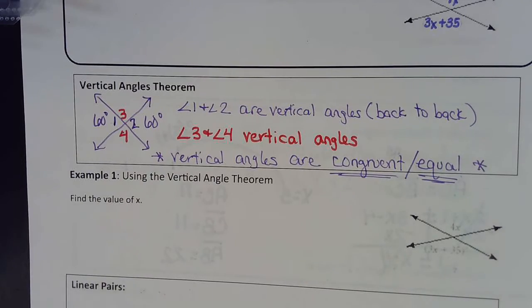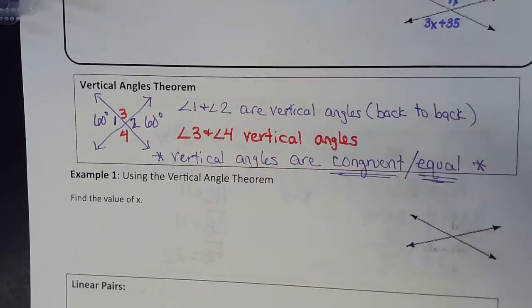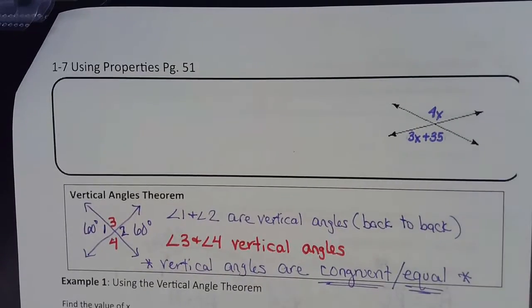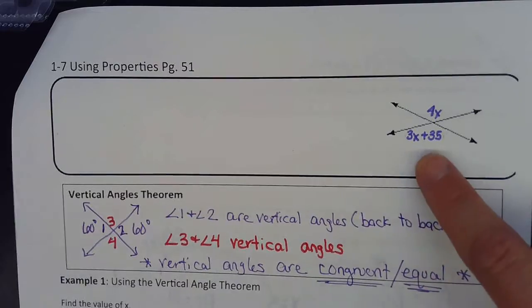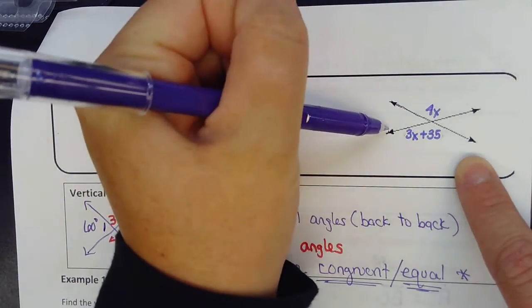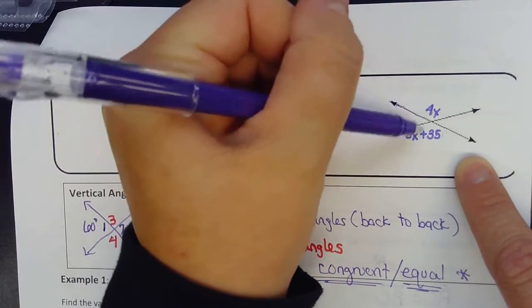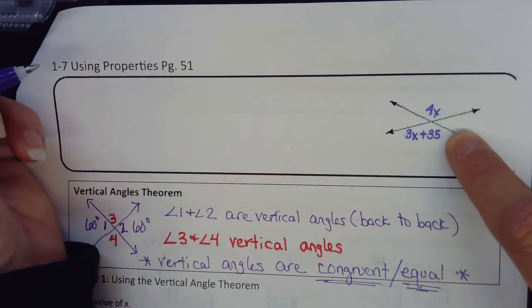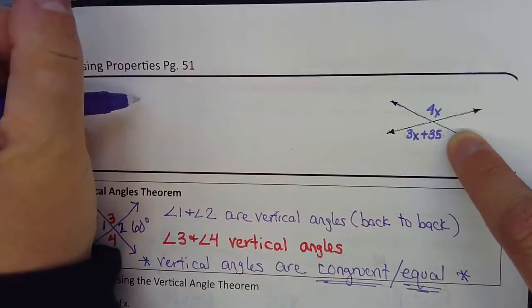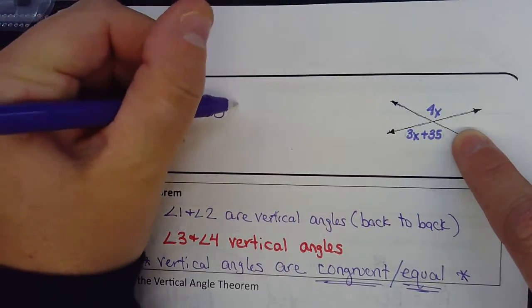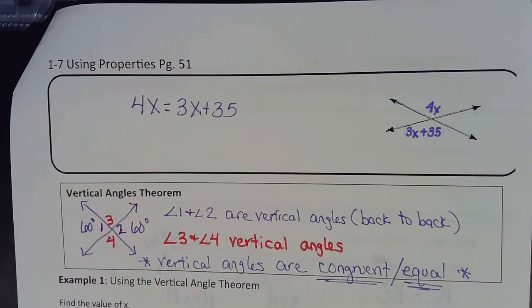So let's take a look at a couple of examples that we have on here first, and they're really the only examples. If we take a look up here, see here how we have the crisscrossing, these two lines are crisscrossing, and these are back to back. So these are vertical angles. If you need to solve for X, you would just set them equal to each other. So 4X equals 3X plus 35. And then you would use your awesome algebra skills.